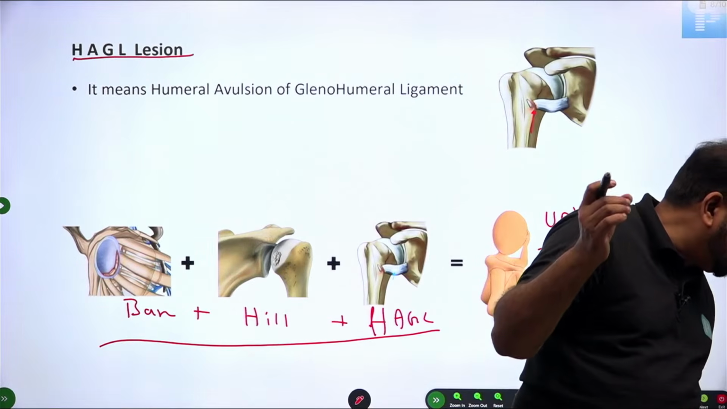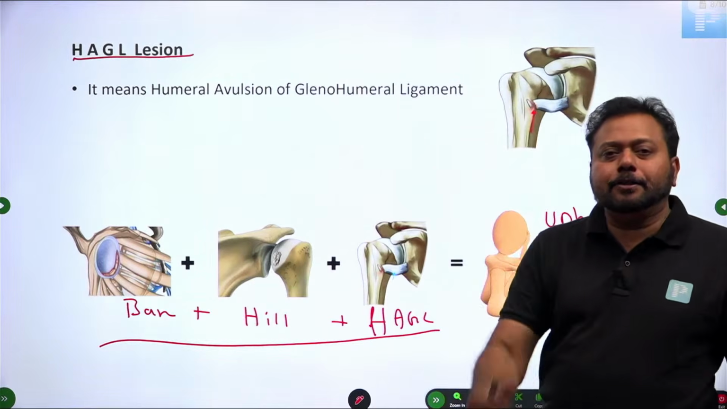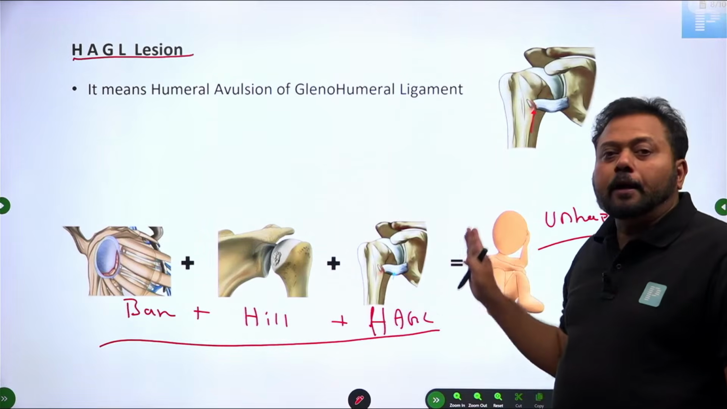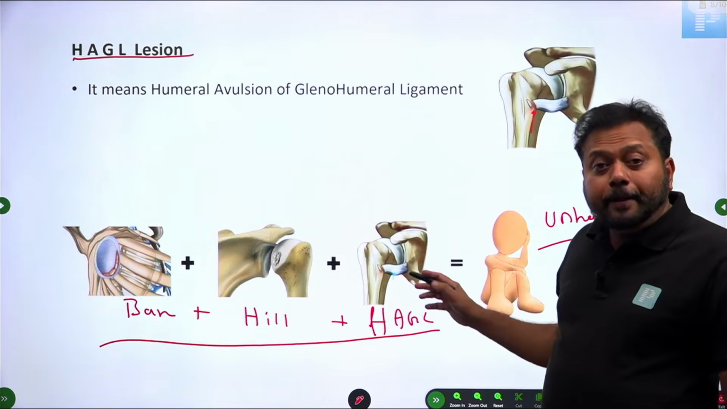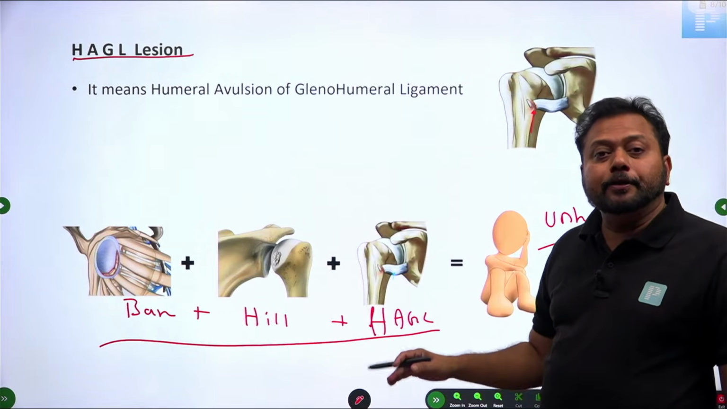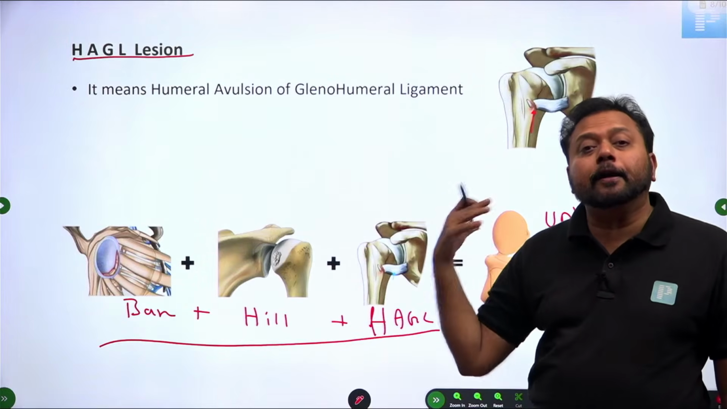Everybody is answering, superb. Nilesh Shah, excellent. So this is called the unhappy triad. When this combination is there, it's a terrible triad. 100% that joint will go for recurrent dislocation.